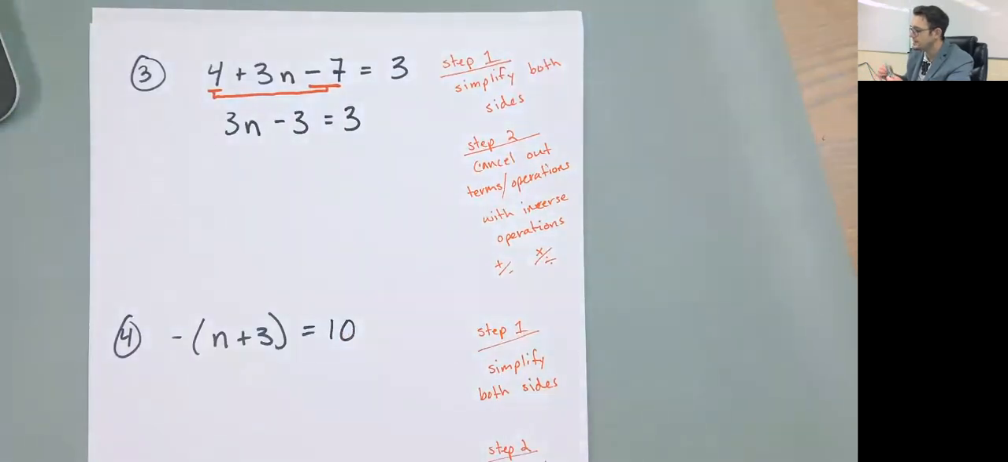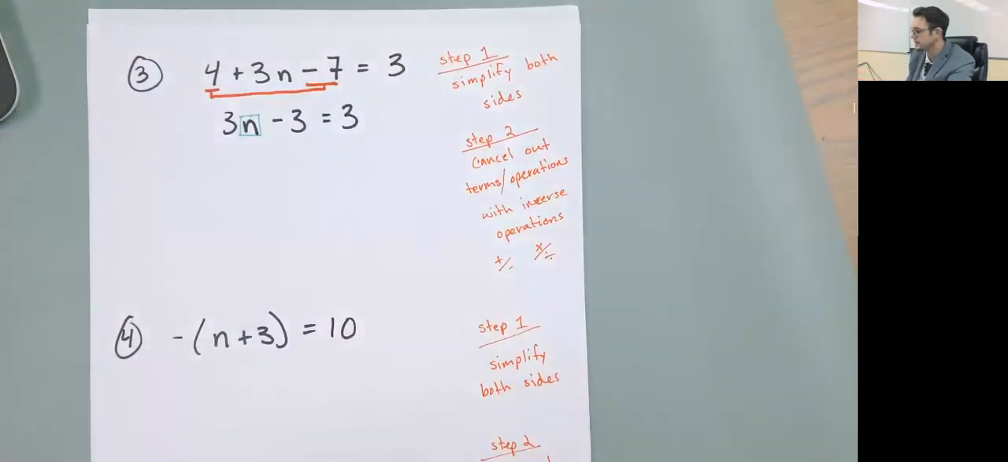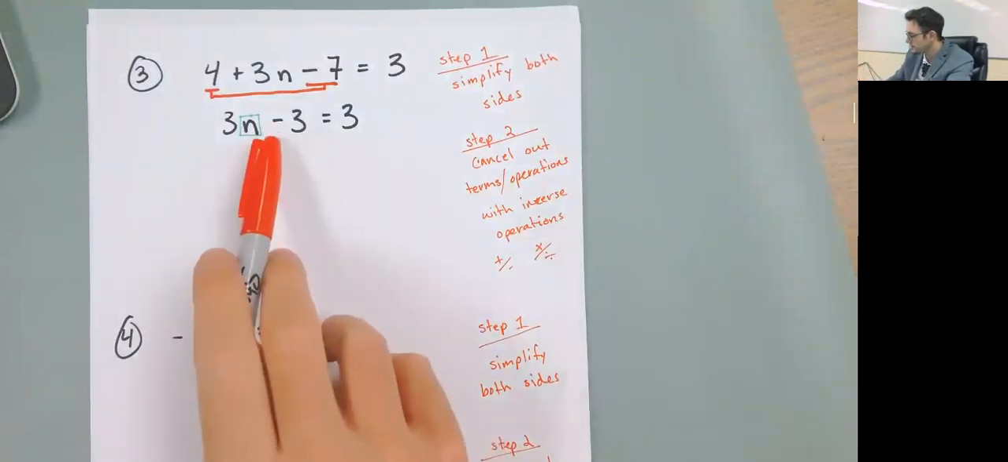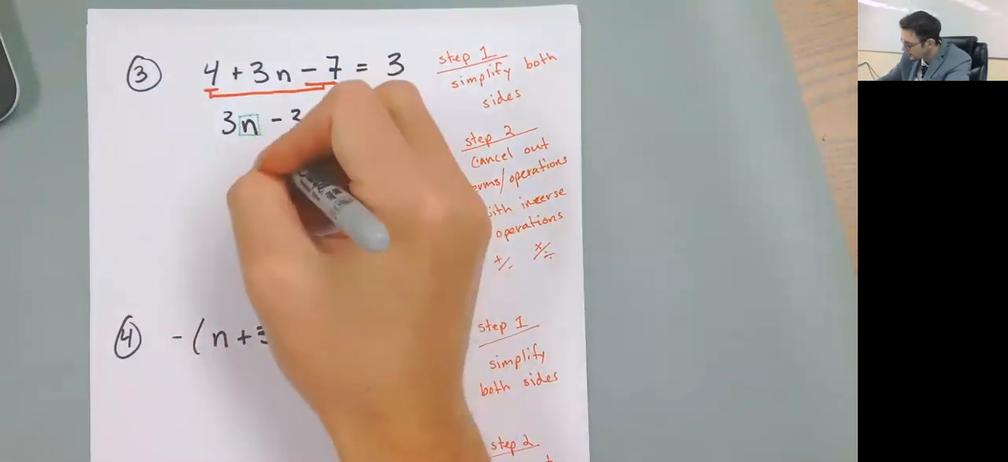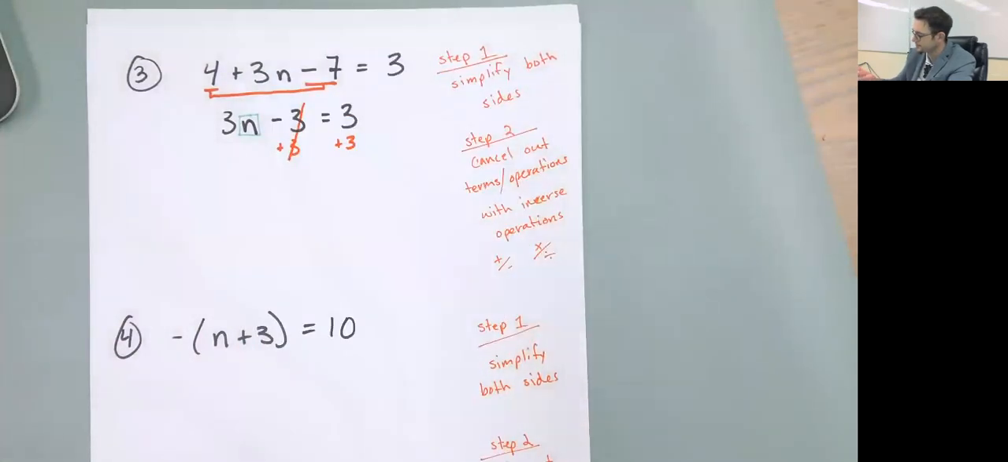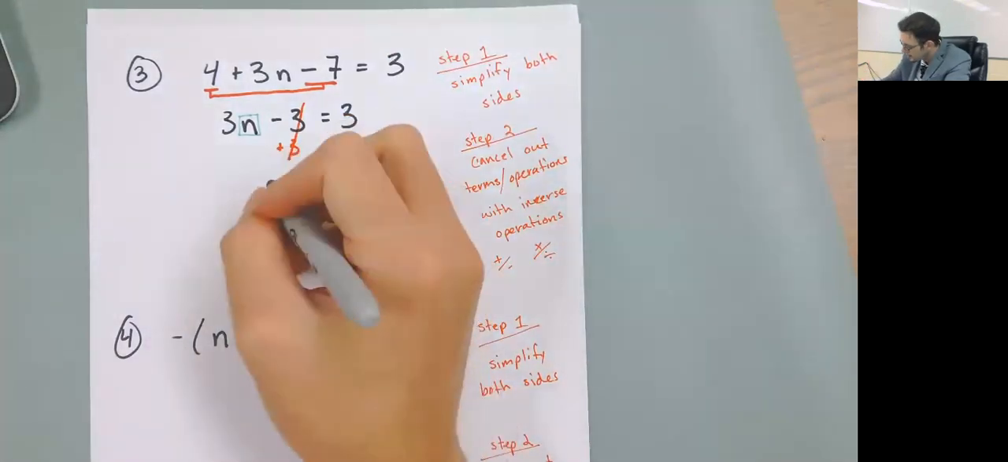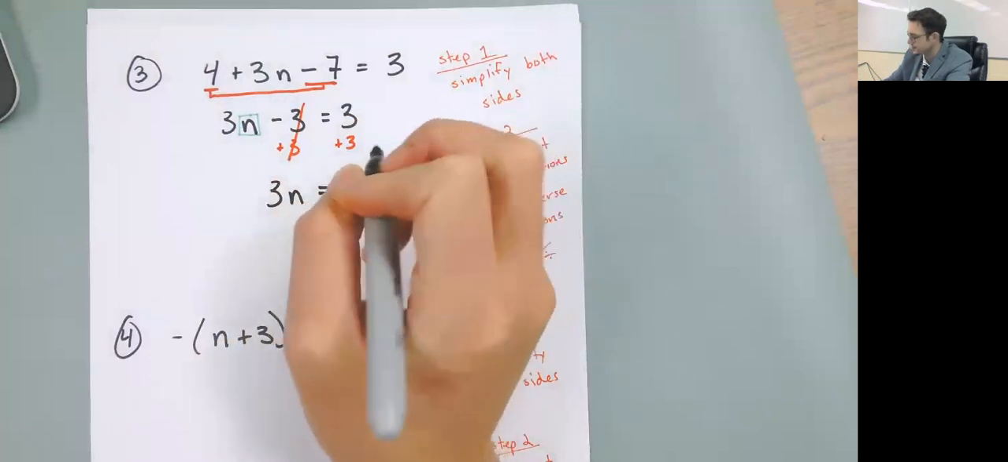So now we're on to step 2. We're going to get n by itself. All right. So let's cancel stuff out. Subtraction with addition. That's the inverse operation. So add 3, add 3. Cancel that. All right, so now we're going to have 3n equals 6.